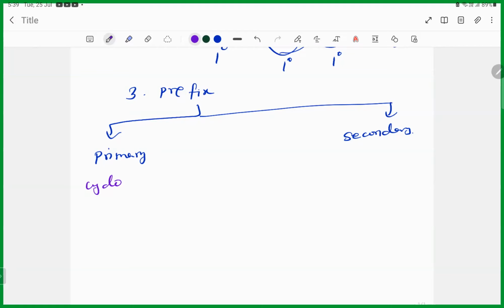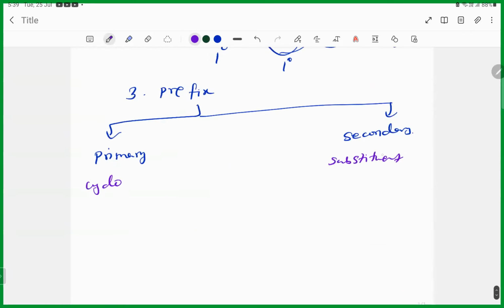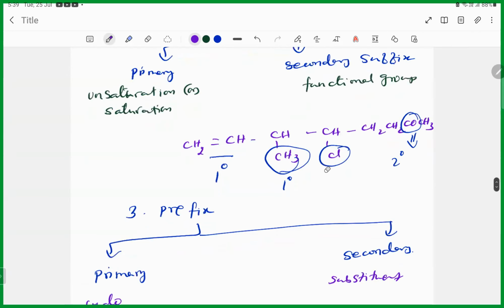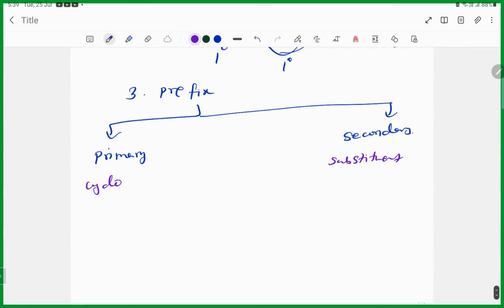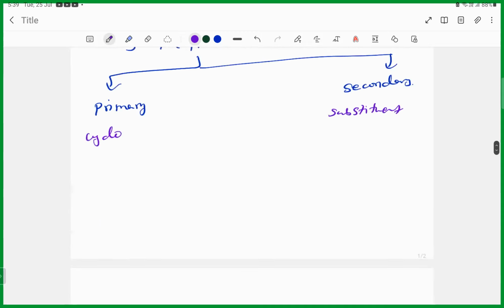Then secondary: the groups which are not considered as functional groups in the IUPAC system of nomenclature, but the substituents, are called secondary prefix. So saturation and unsaturation we call primary in the suffix, but in the secondary, the substituents are called secondary prefix, added in the IUPAC name.